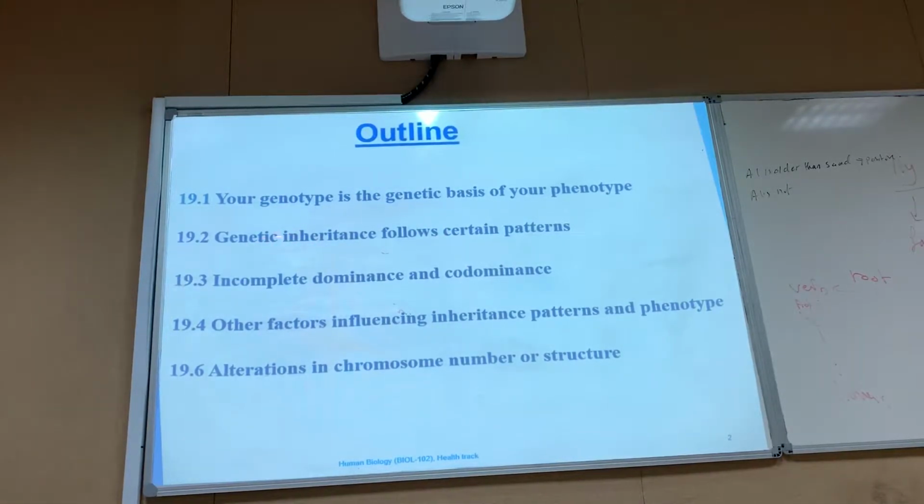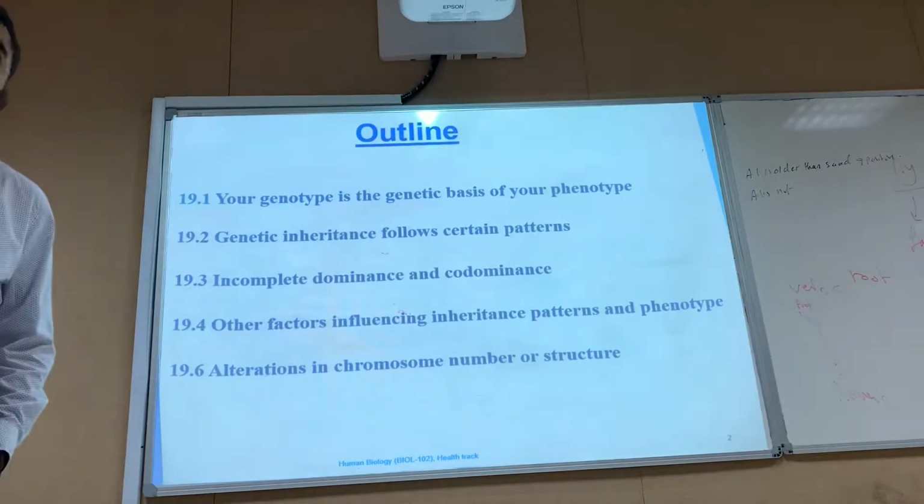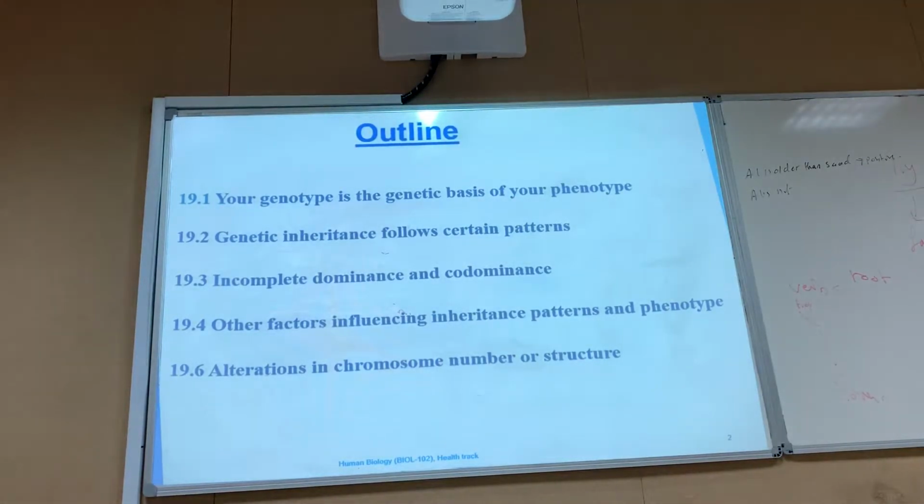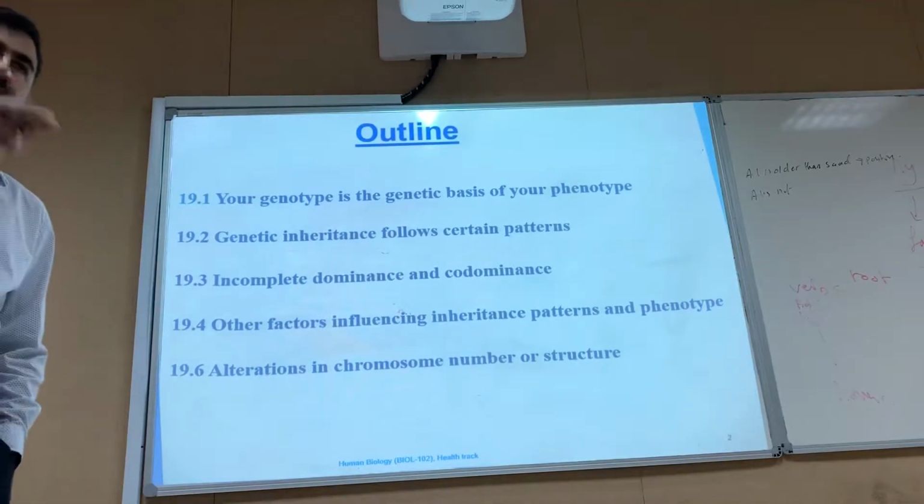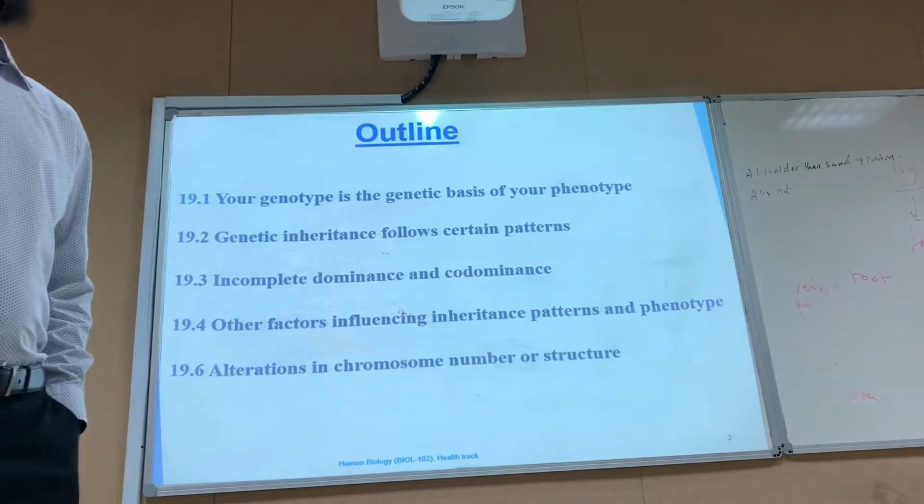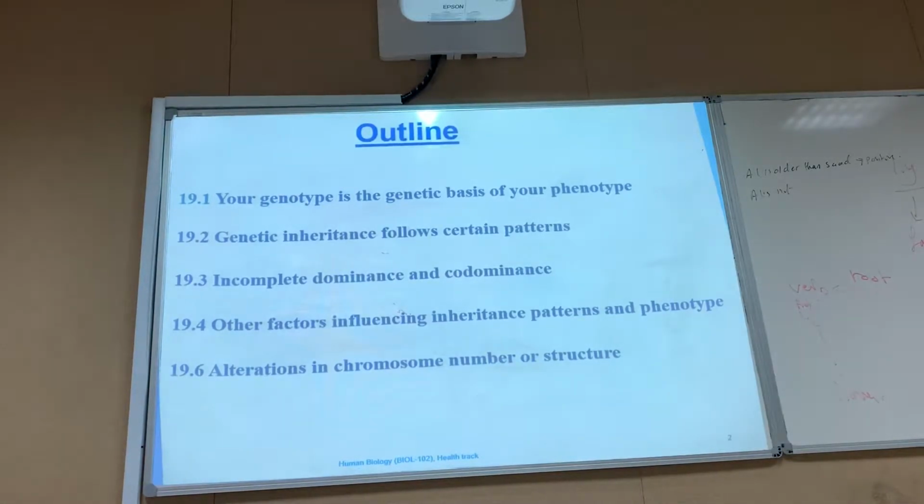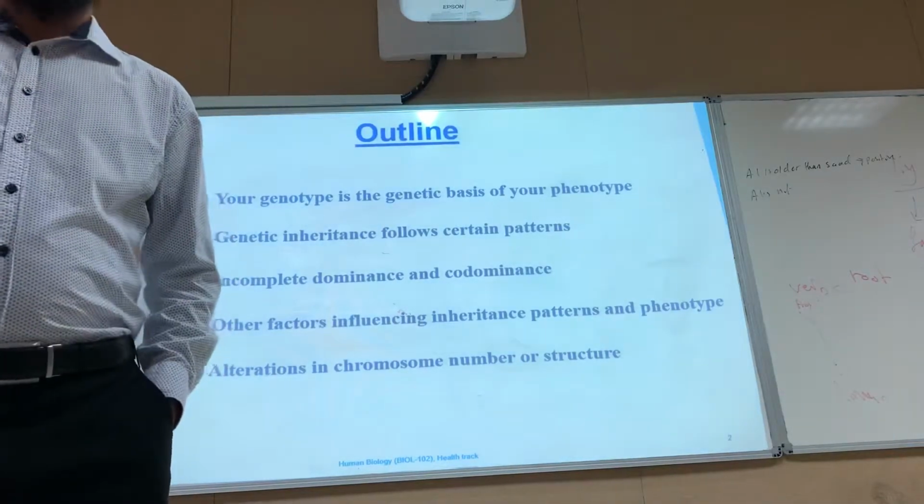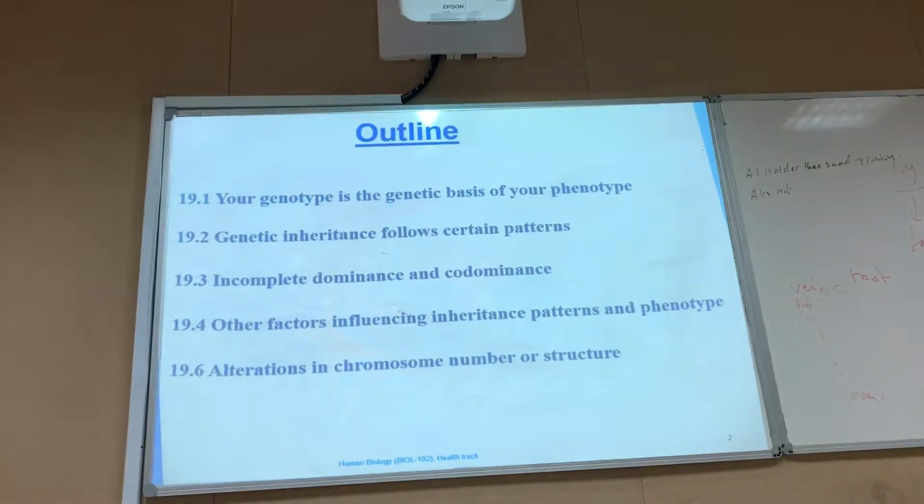So we have to understand how genetic inheritance follows certain patterns. Remember the recessive and the dominant, and then we have different types of genetic inheritance. We'll start off today with what we call complete dominance, where the dominant allele is there, it will mask the recessive one.